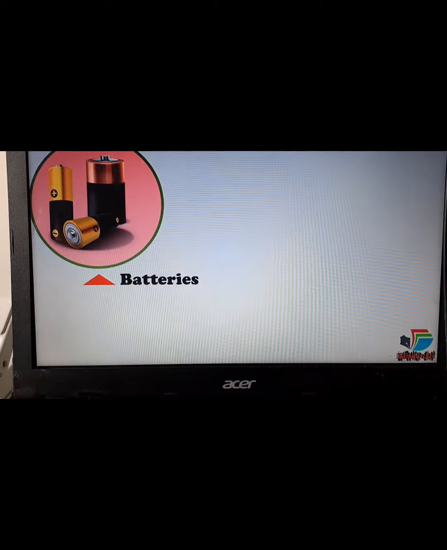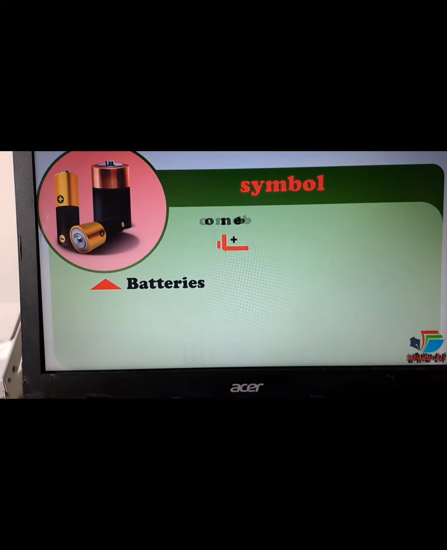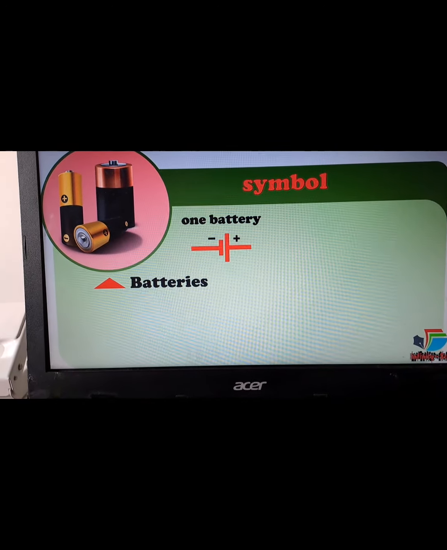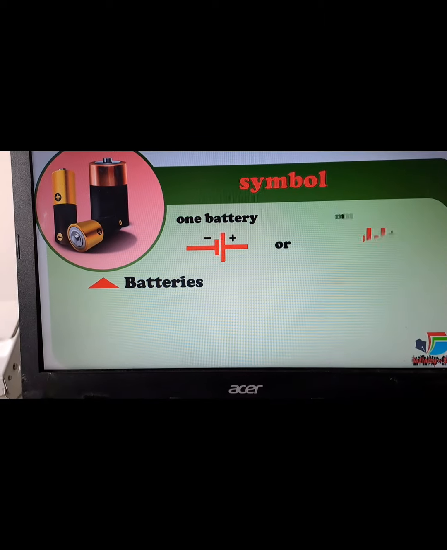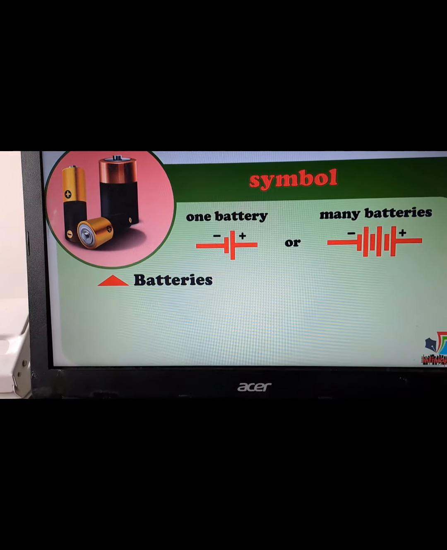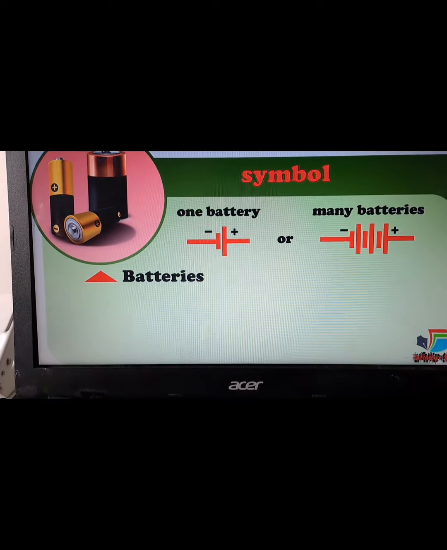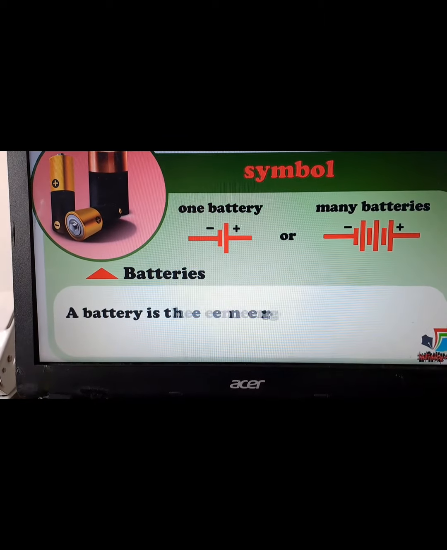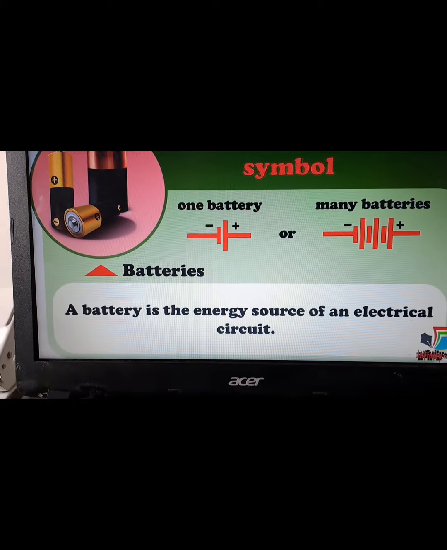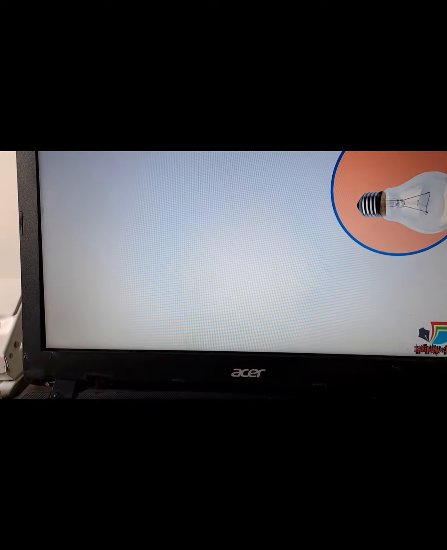So starting with our batteries, the symbol of a battery is that for one battery, or we could have many batteries, and in that case those are 3 batteries. A battery is the energy source of an electrical circuit. So let's move on to the next one.